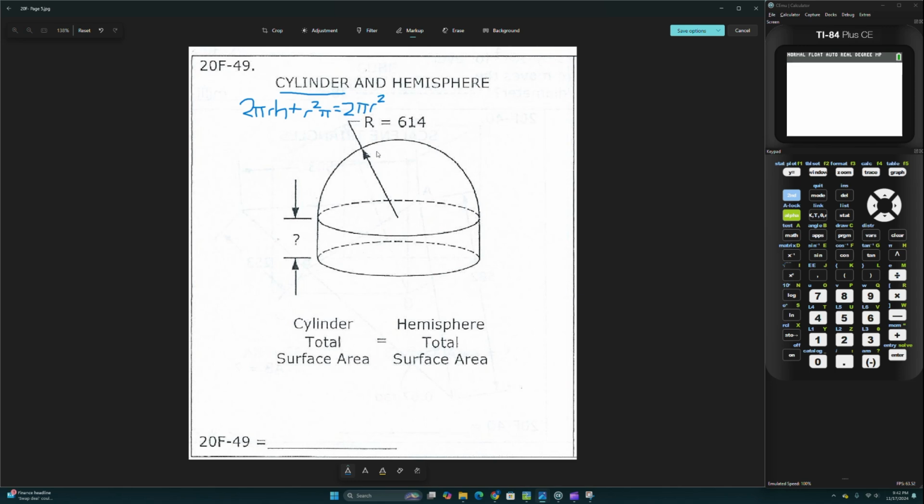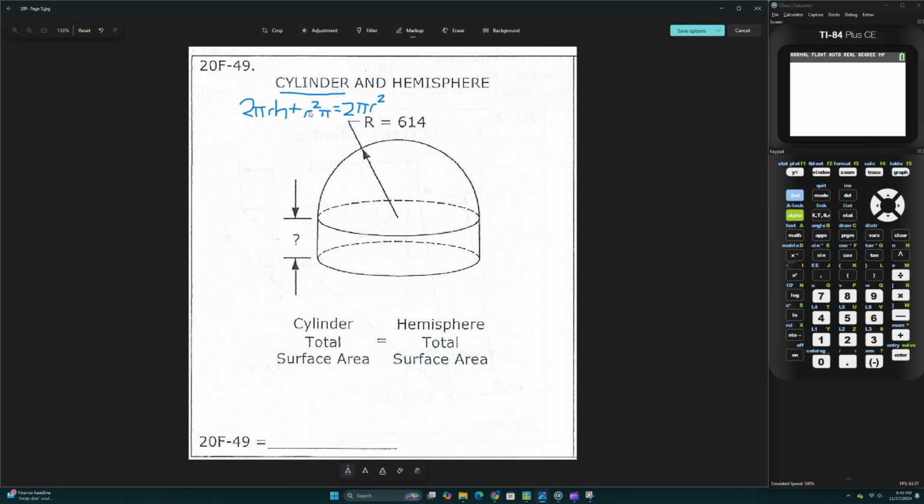Now we can simplify this. First of all, you should notice that these two are like terms, right? So we subtract r squared times pi from both sides. You're going to end up with just 2 pi times r times h is equal to pi times r squared, just like that.